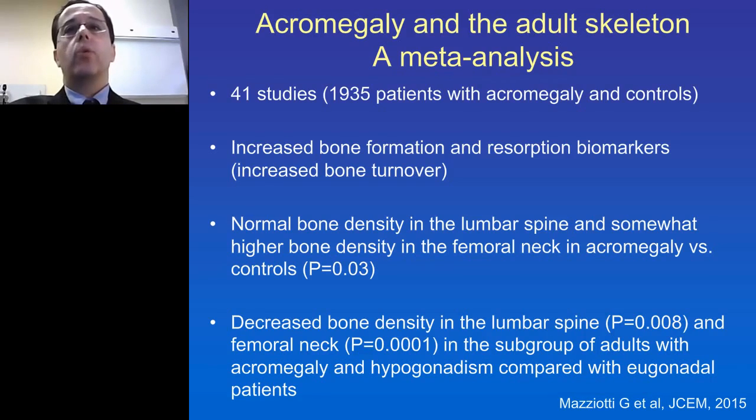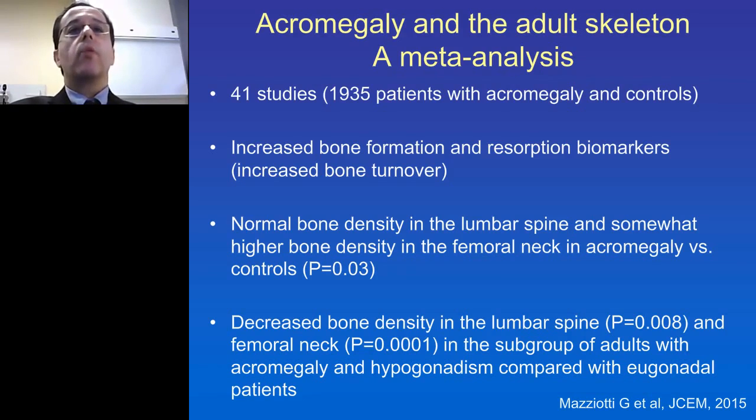These may include osteocalcin or bone-specific alkaline phosphatase as measures of bone formation, and then other biomarkers such as urine N-telopeptide of collagen as measures of bone breakdown. So these are all increased in patients with acromegaly.